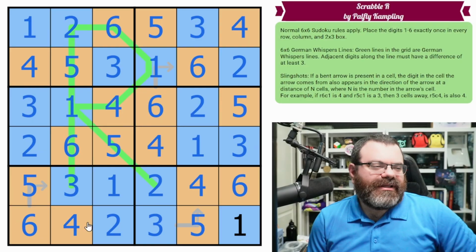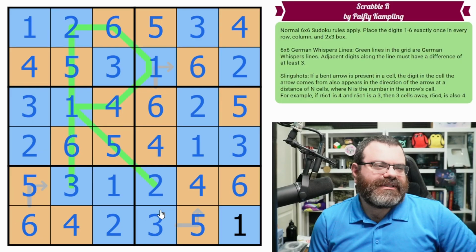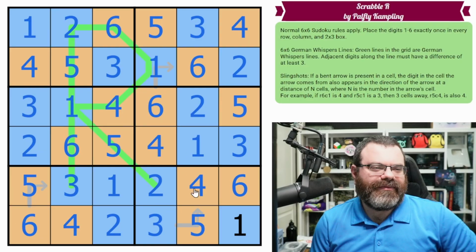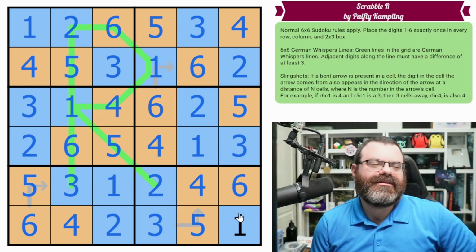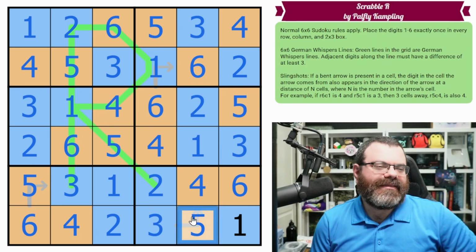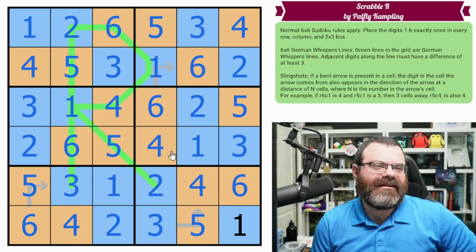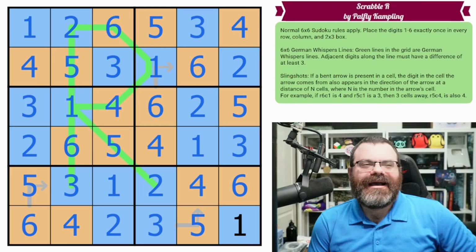I liked the combination of the slingshots with the German whispers. That was neat to be able to color a lot of the grid and then have the slingshots move those colors around. That was really neat. And then I think that this one here just resolved kind of a deadly pattern in this stack. All right, cool.